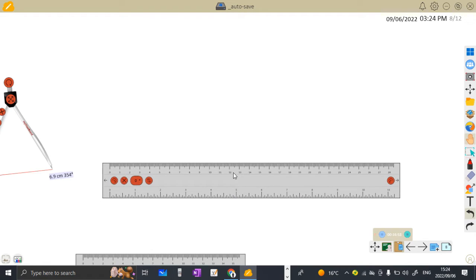So I'm going to start with constructing 30 degrees, or bisecting 60 degrees. Let's just say bisecting here. So bisecting 60 degrees, we are actually creating an angle of 30 degrees. And I want you to see something.